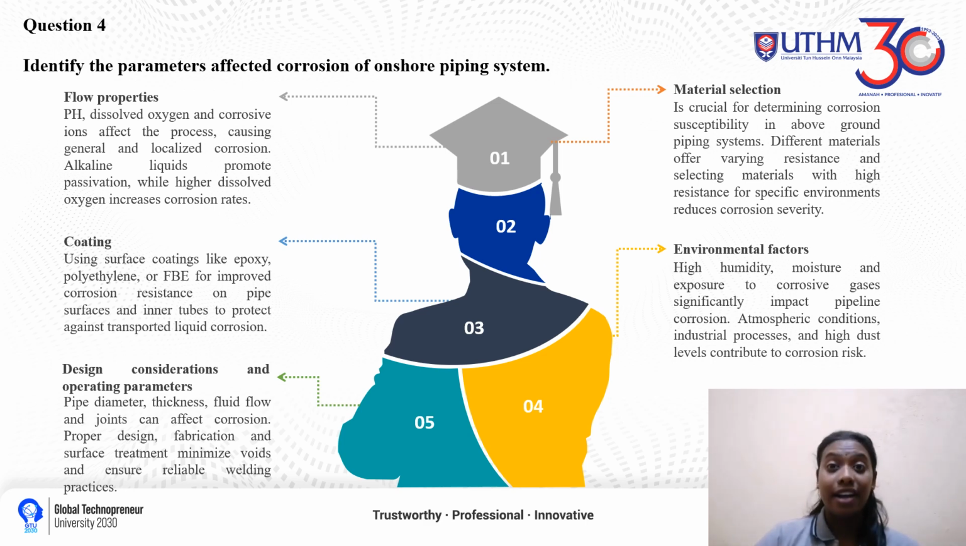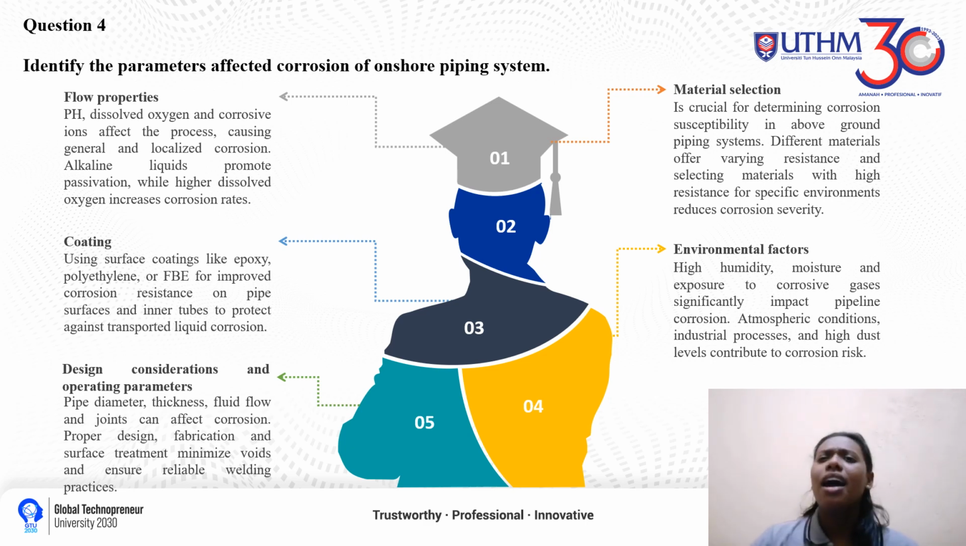Different materials offer varying resistance, and selecting materials with high resistance for a specific environment can reduce the corrosion severity. And the third point is design consideration and operating parameters. Pipe diameters, thickness, fluid flow, and joints can affect corrosion. Proper design, fabrication, and surface treatment minimize voids and ensure reliable welding practices.